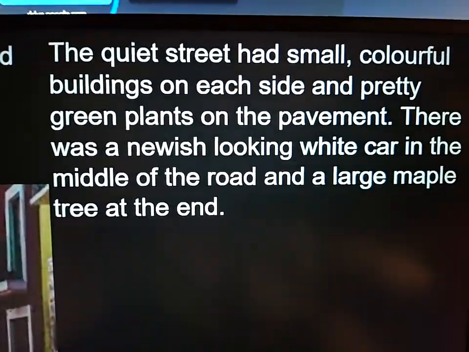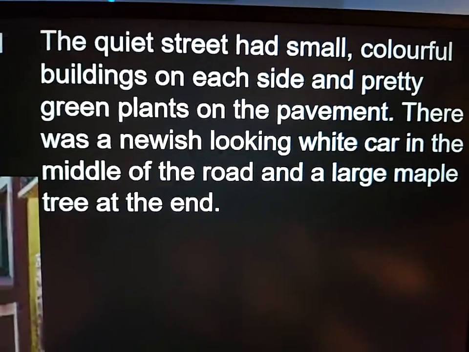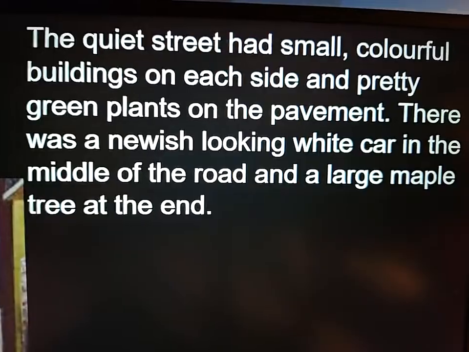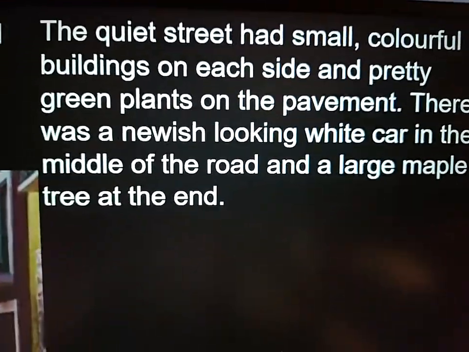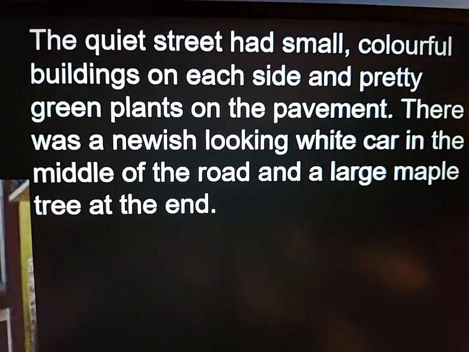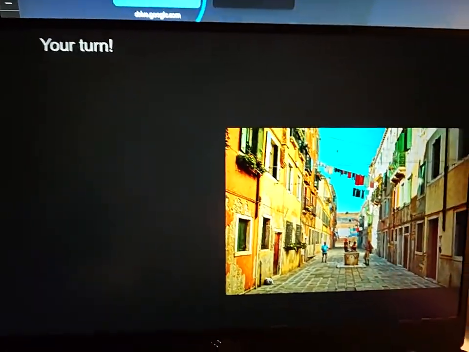The quiet street had small, colourful buildings on each side and pretty green plants on the pavement. There was a newish, good word there, a newish looking white car in the middle of the road and a large maple tree at the end. So what I've done is I've added a little bit more detail. Okay, your turn.